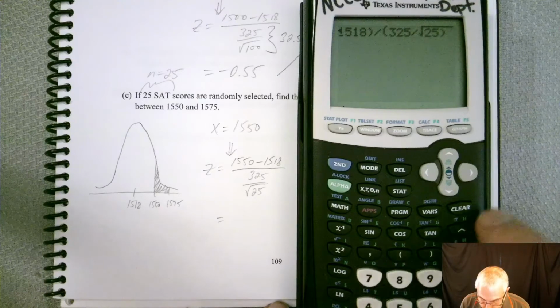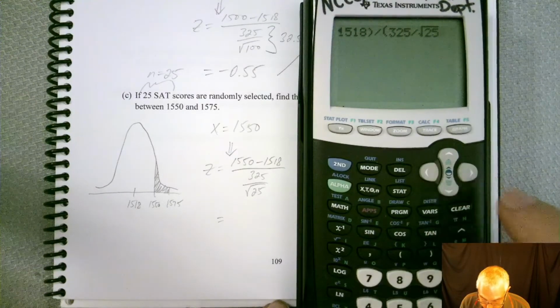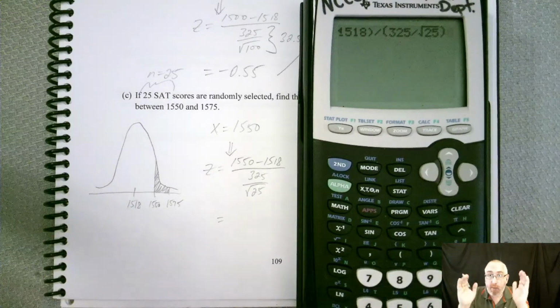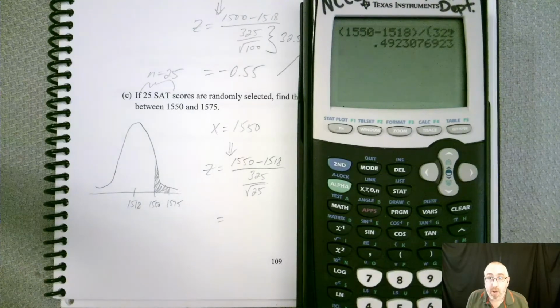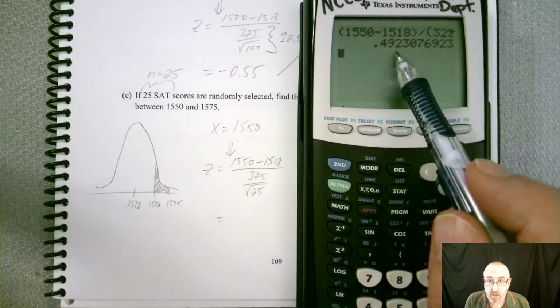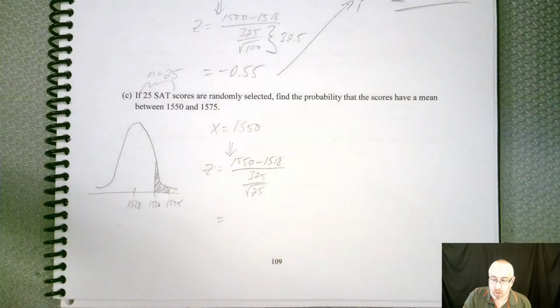Oops. I'm going to delete that. And then put my, so that wraps the entire bottom. And if I hit equals, I get 0.4923, blah, blah, blah. So remember, this is a z-score, so we just want those first two decimal places and round up if you need to round up. So 0.49.